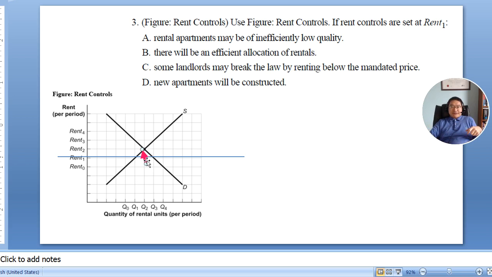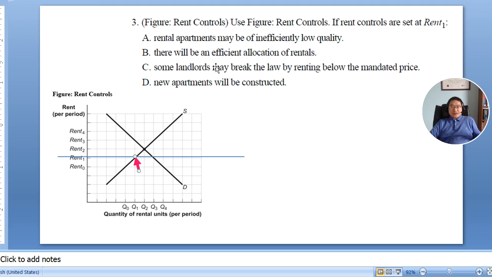But if the government says you cannot charge a price higher than rent 1, then they have to keep the cost of running the apartments low. What's gonna happen is basically the rental apartment may be inefficiently low quality, not only low quantity, okay? Not only low quantity like Q1, that itself is already not very efficient, and there's deadweight loss here, okay?